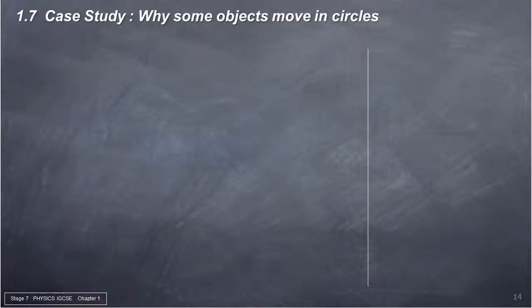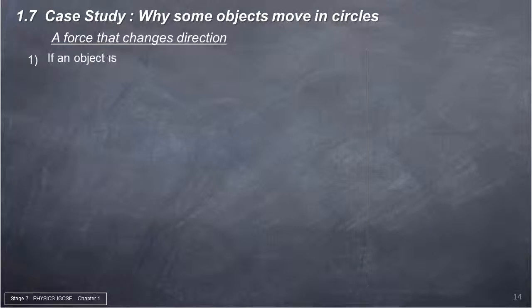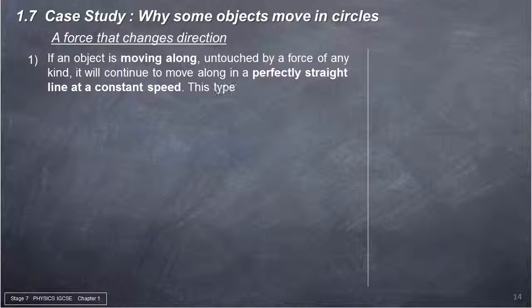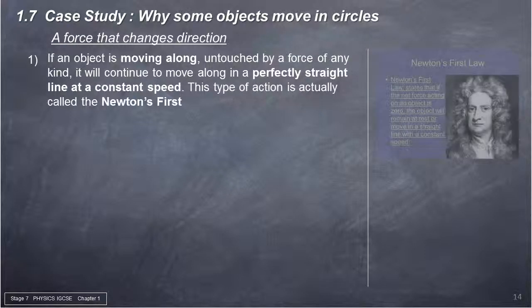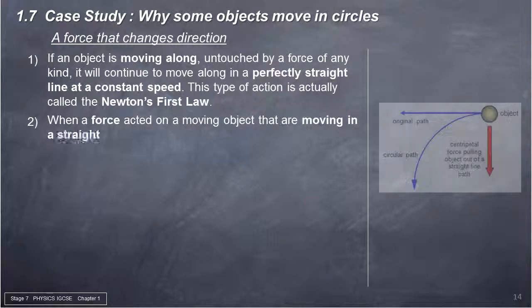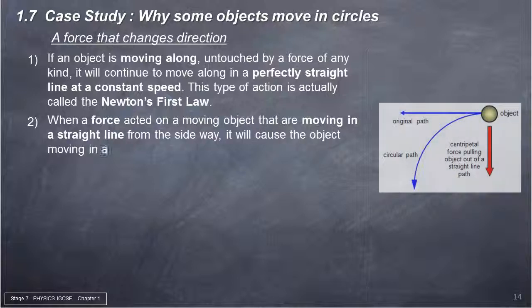1.7. Case study. Why some objects move in circles. A force that changes direction. 1. If an object is moving along, untouched by a force of any kind, it will continue to move along in a perfectly straight line at a constant speed. This type of action is actually called Newton's first law. 2. When a force acts on an object moving in a straight line from the side, it will cause the object to move in a circle.